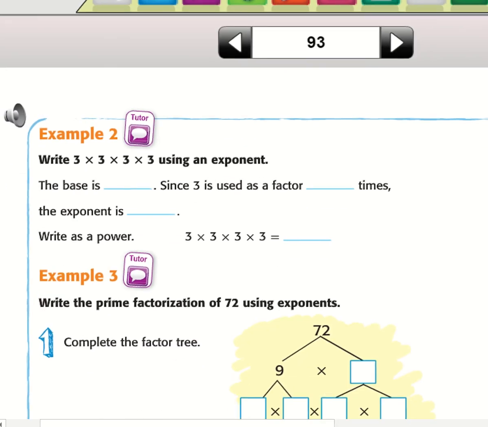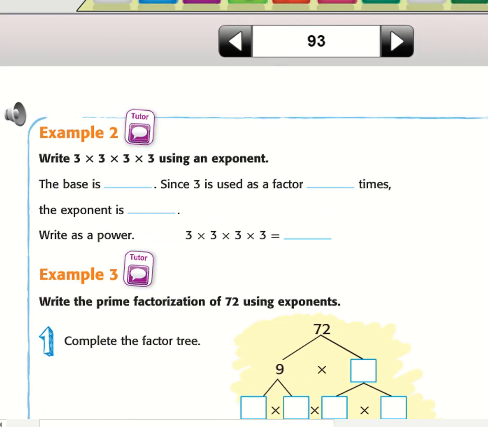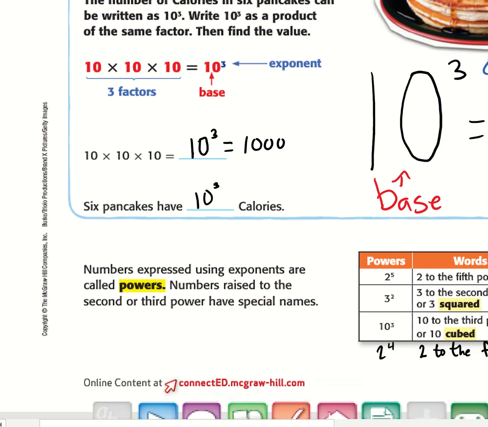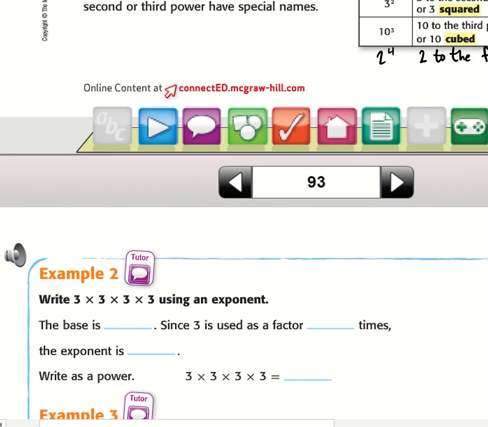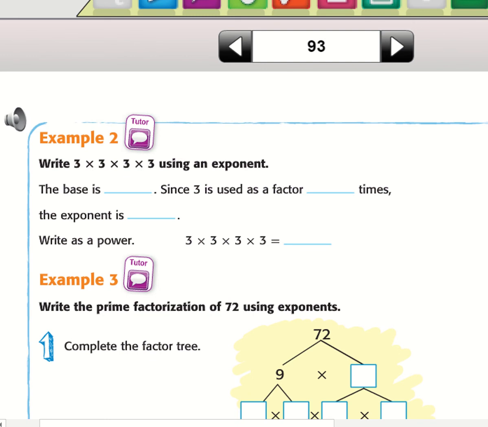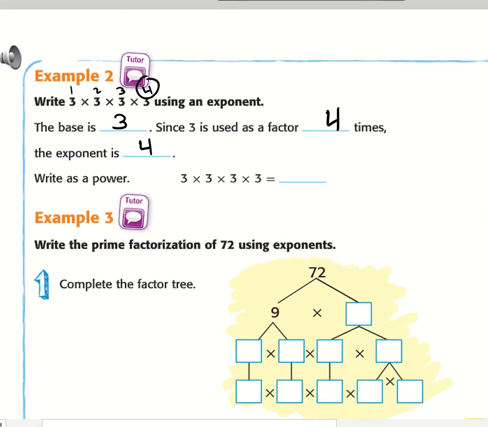So we're going to look at example 2. It says the base is blank. So we have to remember that our base, if we go back to the first example, we have 10 times 10 times 10. 10 is our base. So since we have 3 times 3 times 3 times 3, we're going to say our base is 3. And since it's used as a factor, how many times? 1, 2, 3, 4 times. So our exponent is 4. So we have to write this as a power. So 3 times 3 times 3 times 3 is going to be 3 to the 4th power.